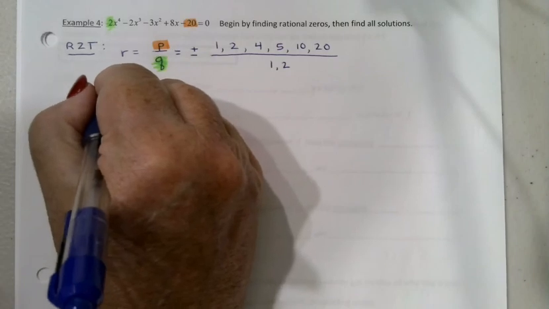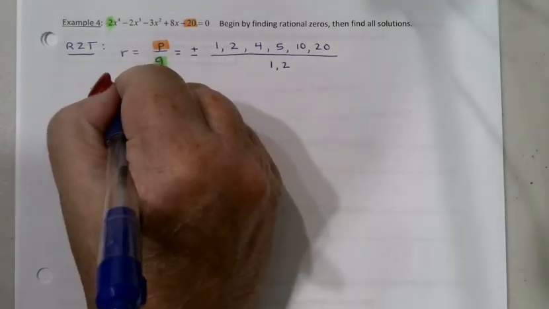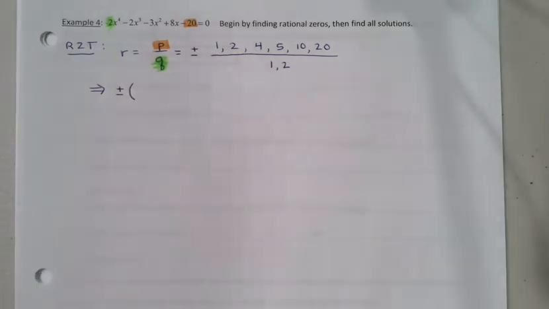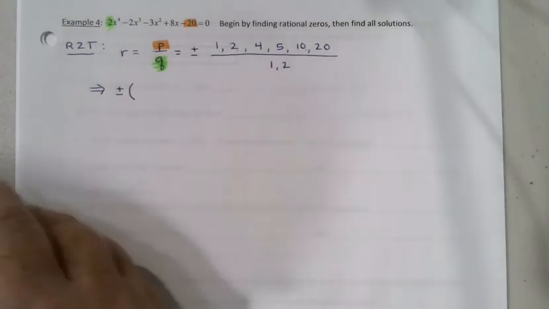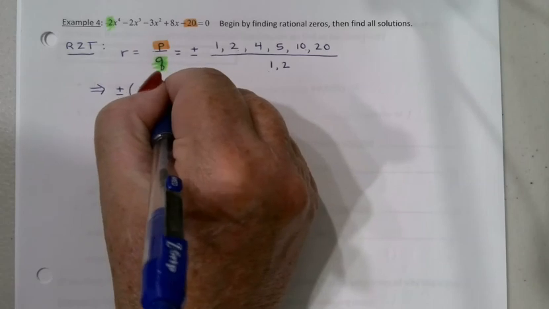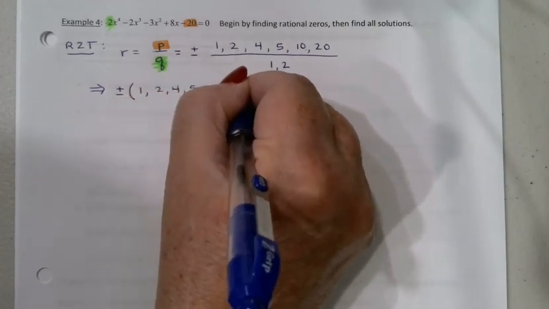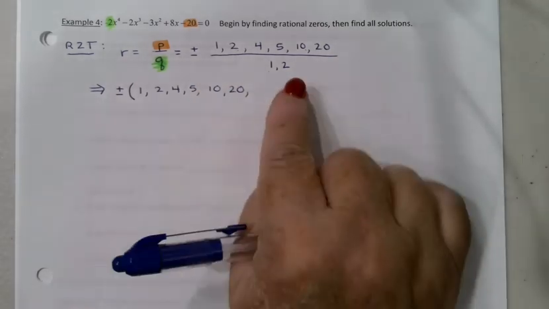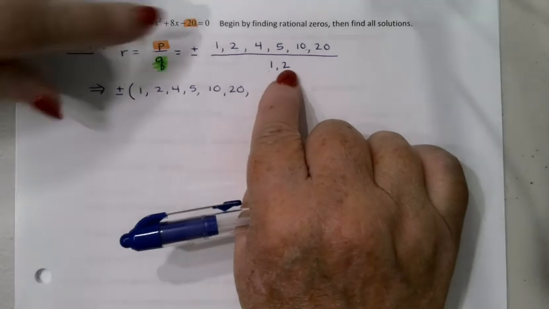So what am I going to get here? I would have, and by the way, when you list, I'm okay with you just putting a plus or minus in front of like a whole big long list, and I'll know it applies to all of them. It gets to be a lot of writing otherwise. So I'd have all of these numbers divided by 1. So 1, 2, 4, 5, 10, and 20. And then I would have all of these numbers divided by 2.